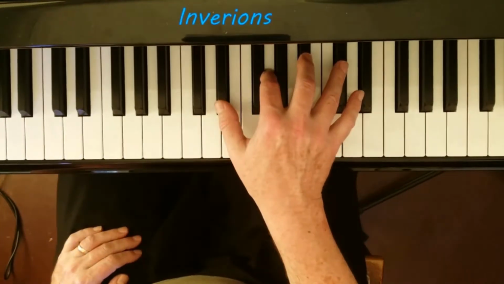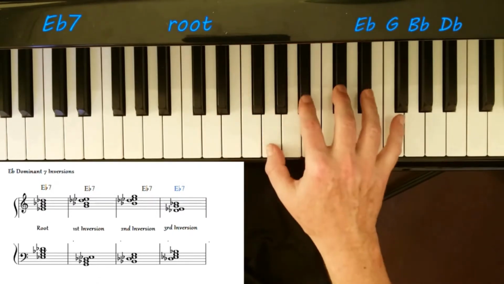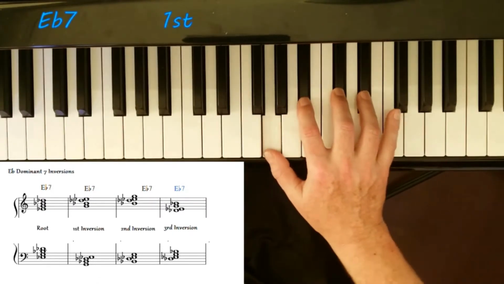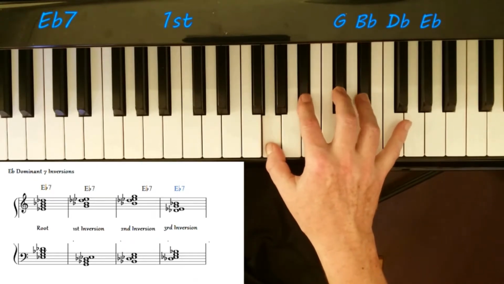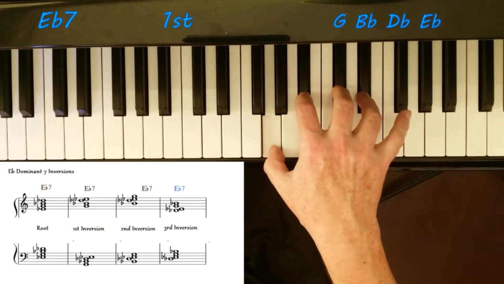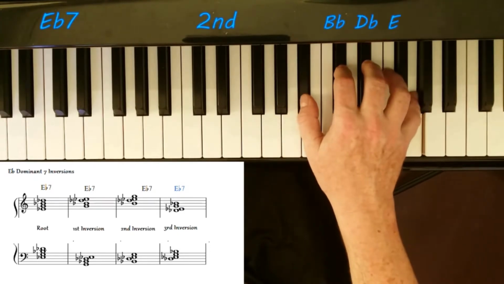Well, we've got inversions. Here's your root position. Now if you take your E flat, put it on top. There's your first inversion. You can see E flat, G, B flat, D flat. It is definitely an E flat 7 chord. And then we take G, put it on top. E flat 7 down the side.